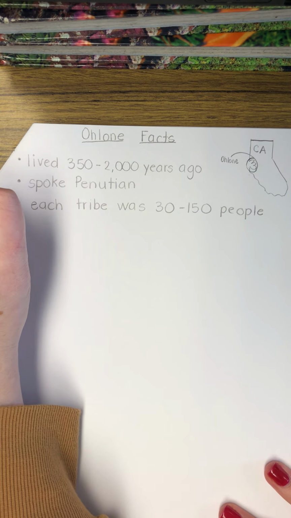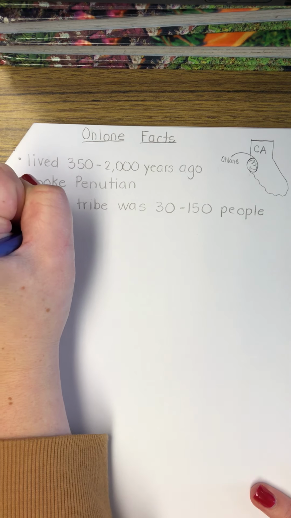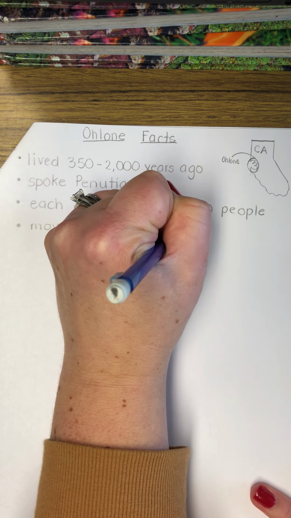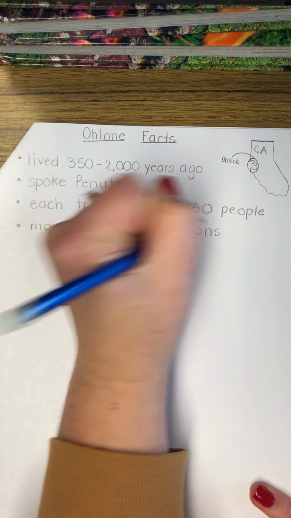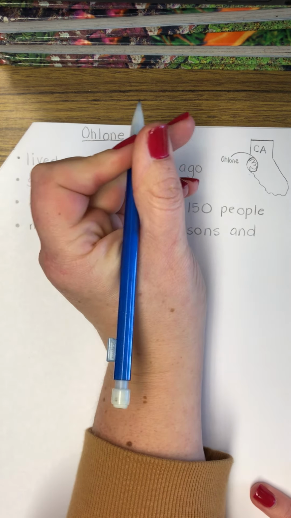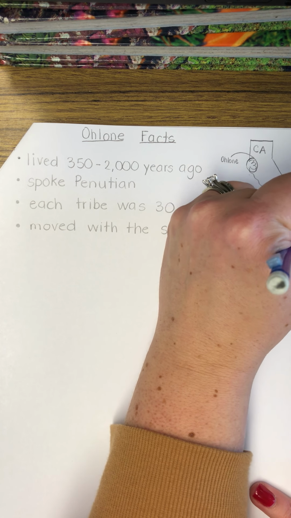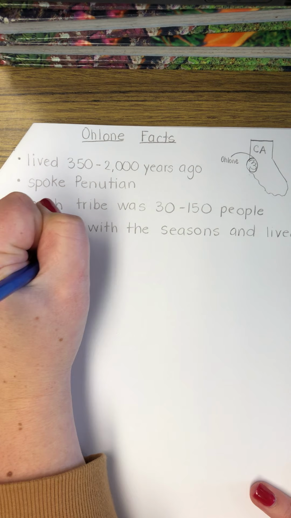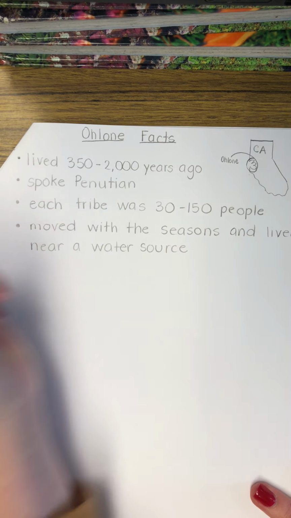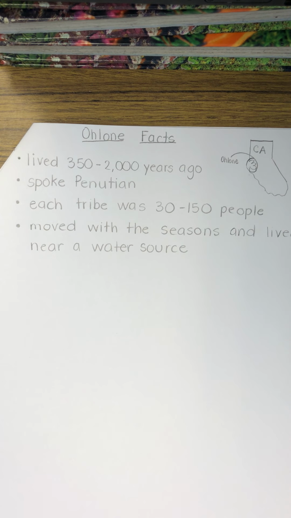And they didn't just stay put, okay? They didn't just stay put in one spot. They moved with the seasons. But not only that, they might have moved when animals were migrating and such, but they also had to live near a water source. Okay, you can't survive without water. They were pretty good at hunting and gathering, but fresh water is tricky, so they had to live near a water source. Not necessarily salt water, it had to be fresh water.